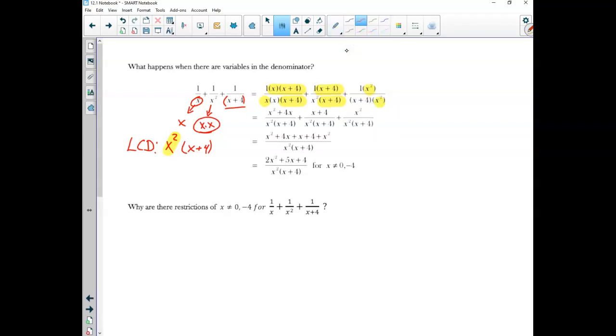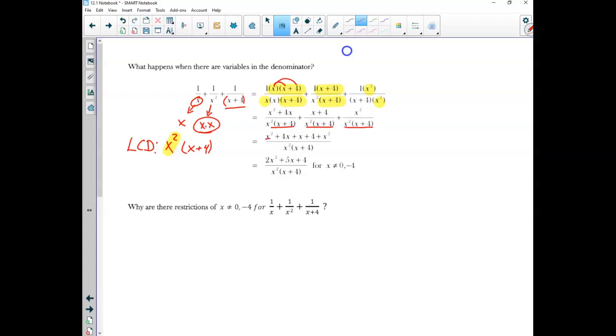Well, then I'm going to distribute here the top. So that's where the x squared plus 4x comes from. And 1 times that, that's just x plus 4. And 1 times x squared is x squared. So now I can see my denominators here. They're all the same. So all I'm going to do is add my numerators. X squared plus 4x plus x plus 4 plus x squared.